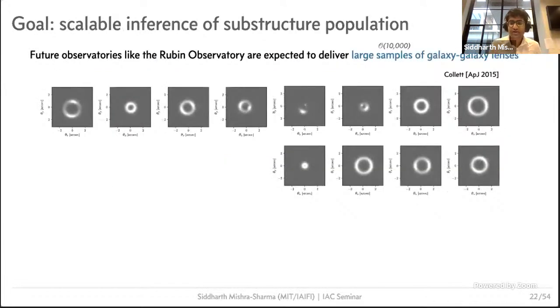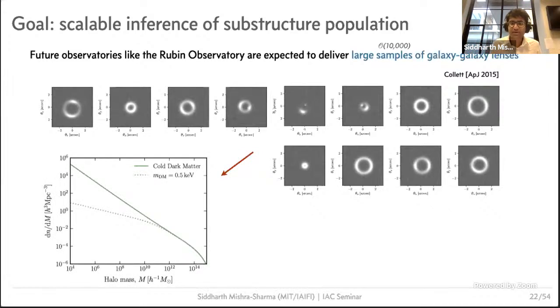So the goal of the project that I'll talk about is to enable scalable inference of subhalos across a large population sample of lenses. So right now, we don't have a ton of strong lenses, maybe orders of 50, depending on what kind of fidelity you want. But in the future, with observatories like Rubin and Euclid, we expect large samples of galaxy-galaxy lenses, so orders of tens of thousands and even hundreds of thousands. And these will contain within them effects of dark matter substructure.